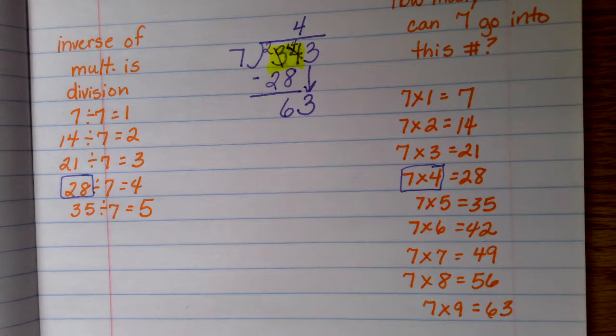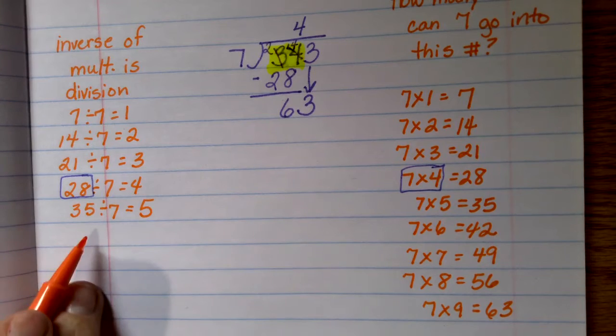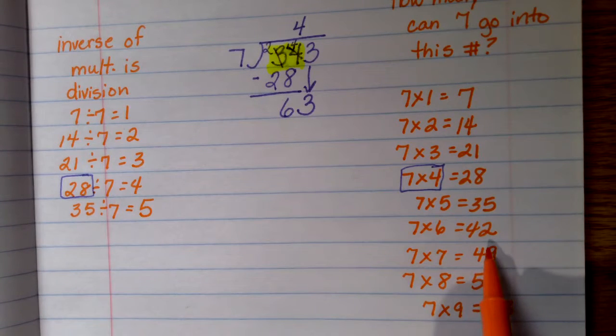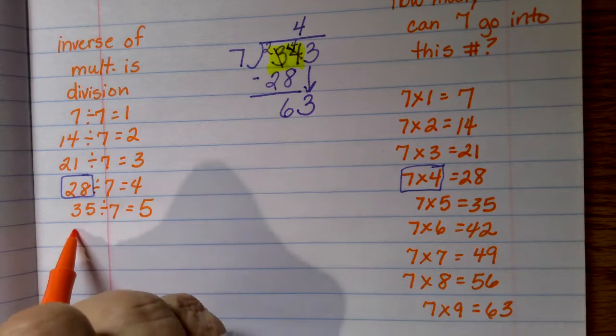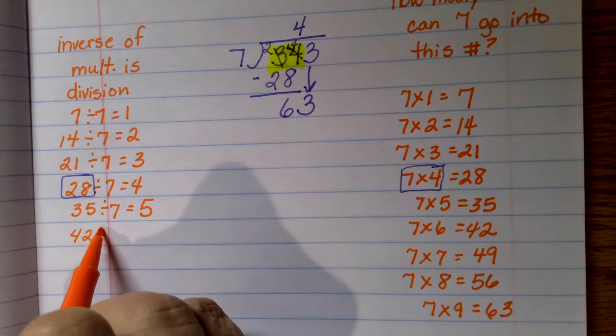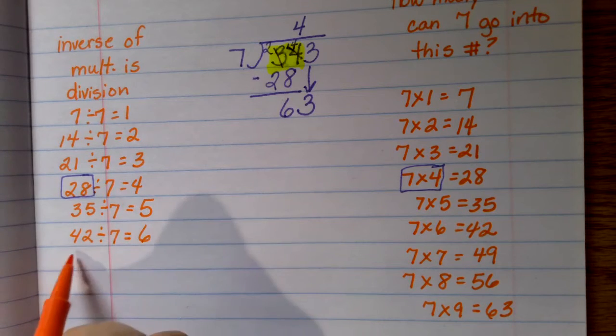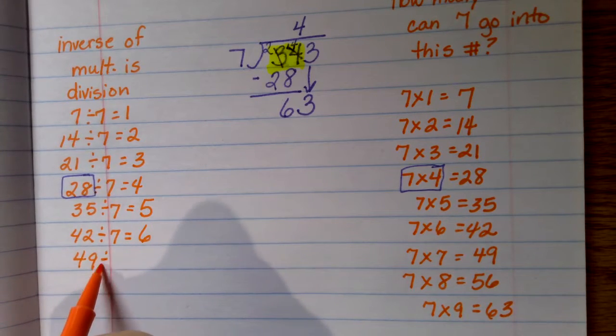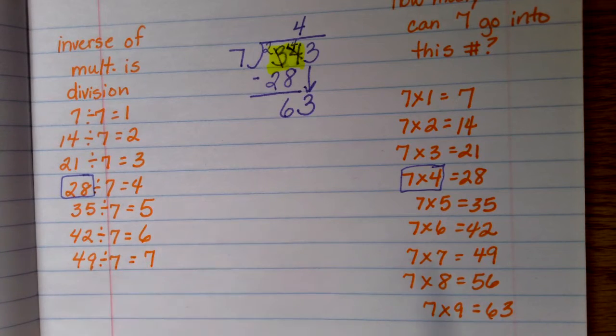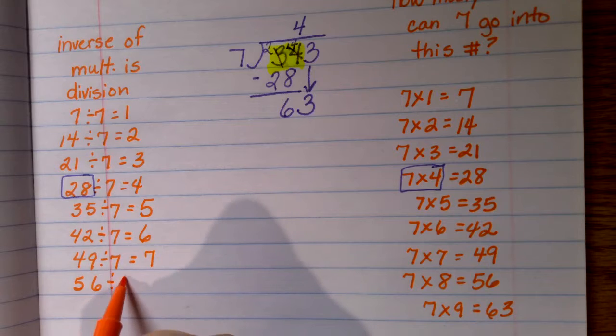If I want to do the opposite of that, remember, I can go over here and look at the product, and the product becomes my dividend. So we were at 35. Now I'm going to go 42 divided by 7 equals 6. 49 divided by 7 equals 7. 56 divided by 7 equals 8.